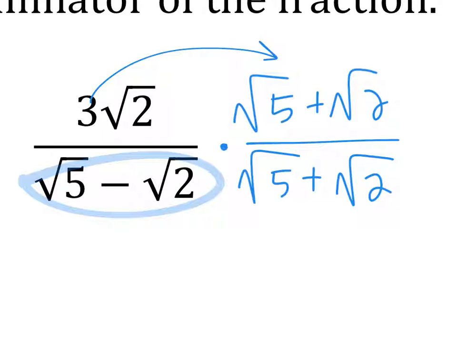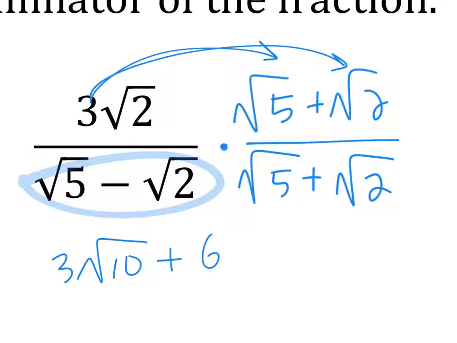3 root 2 times root 5. The rule in multiplying is we just have to have the same index. Do they have the same index? Yes. When they have the same index, what do we multiply? The radicand. So this becomes 3 root 10. 3 root 2 times root 2 is 6. Just 6.